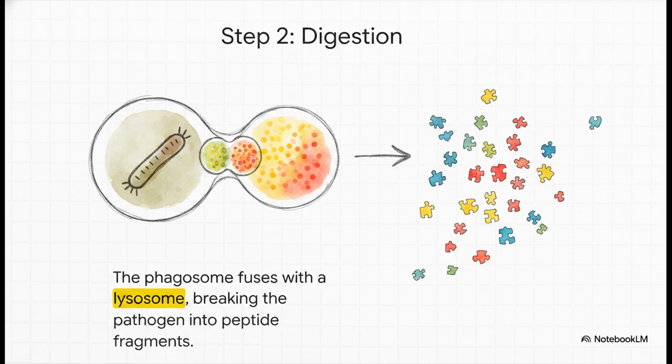Immediately, we hit step 2, digestion. The cell isn't just taking prisoners here, it destroys them. That phagosome containing the trapped invader fuses with a lysosome, and lysosomes are packed with highly destructive acid and enzymes. It's basically a microscopic stomach of doom. In a flash, the pathogen is completely shredded into tiny little pieces, which we call peptide fragments. The invader is dead, sure, but its remnants are about to become incredibly useful.